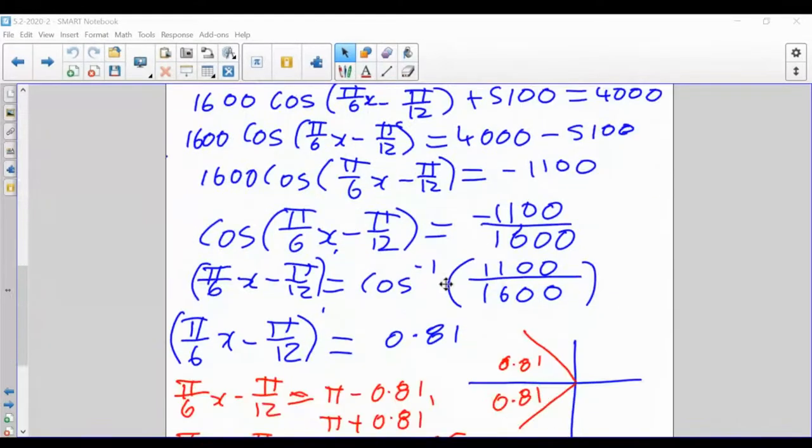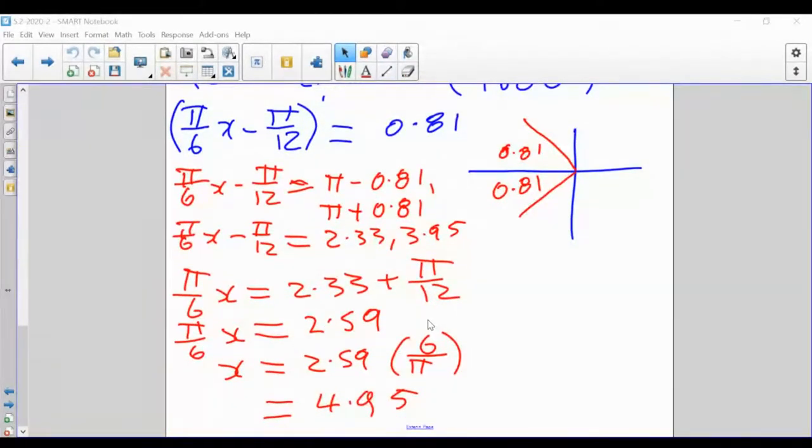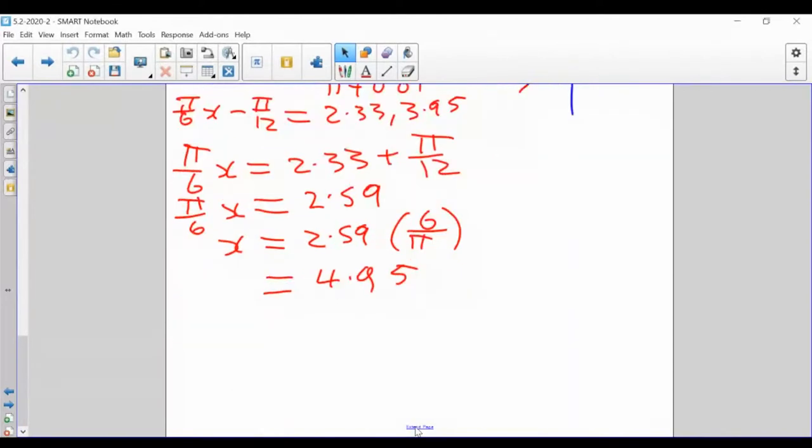So really all we need to do now is just finish this up by carrying out the calculation again, but this time in the third quadrant. We did the pi minus 0.81. We're going to do the pi plus 0.81, which we say is 3.95. So we're going to do the same calculation all over again. So we're still going to have the pi over 6.